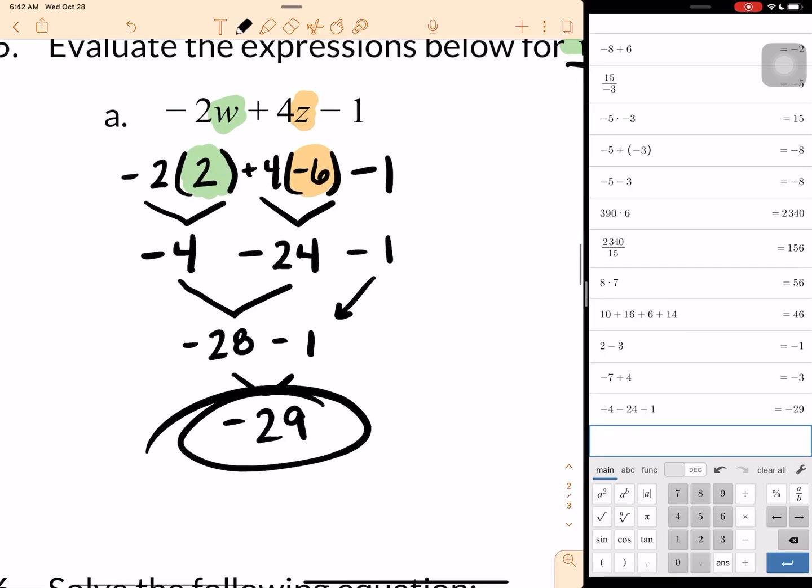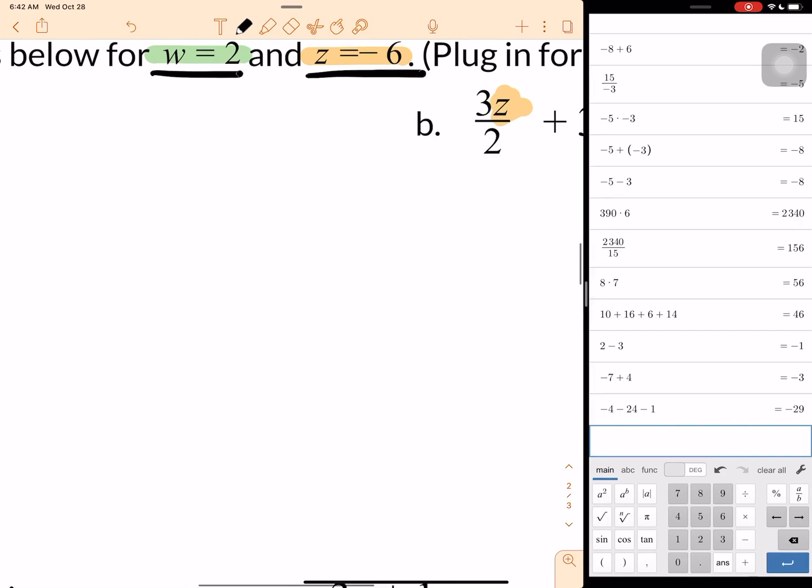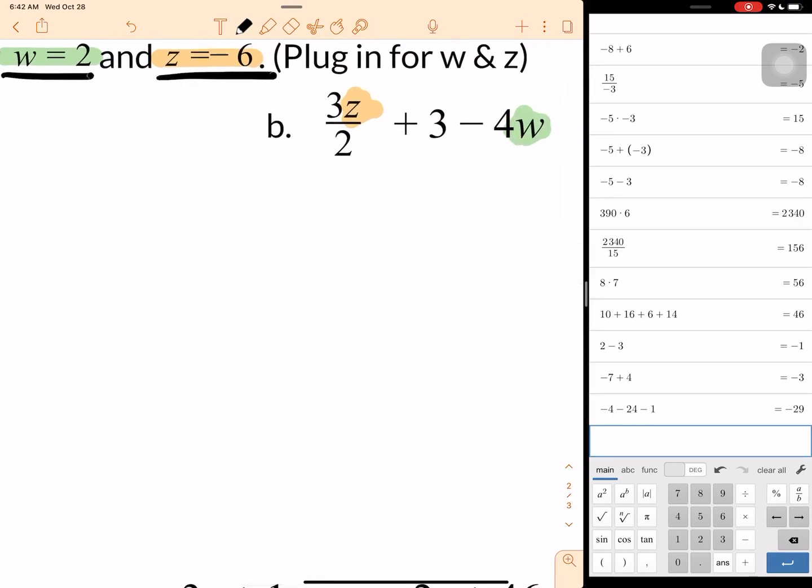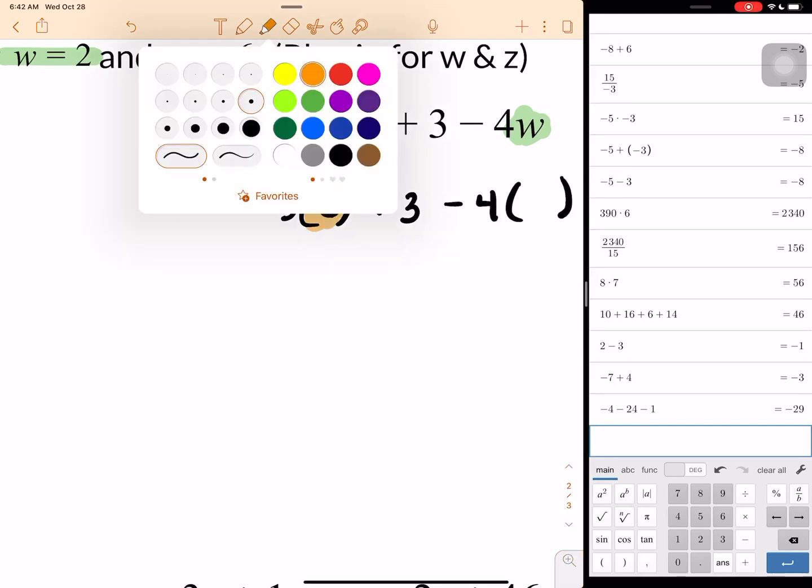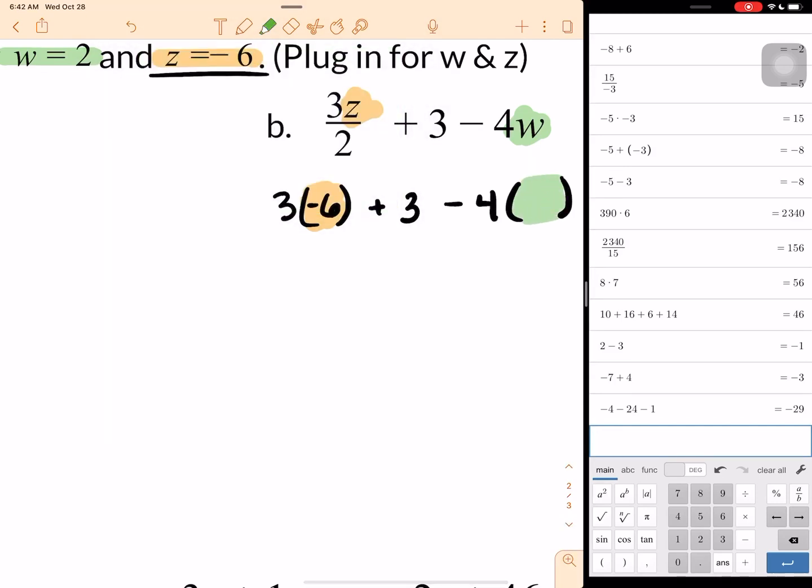Okay, and then for part B, so again we know that we have 3 times z, and we want z to be negative 6 here from up above, right? Negative 6. And then let's just bring down the plus 3, minus 4, and then whatever the green is, so the w, we want to plug in right here. The w is a positive 2.